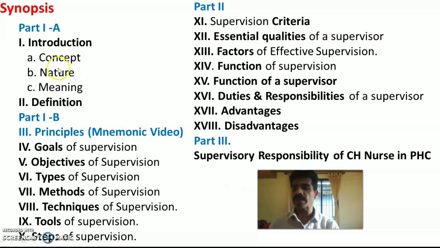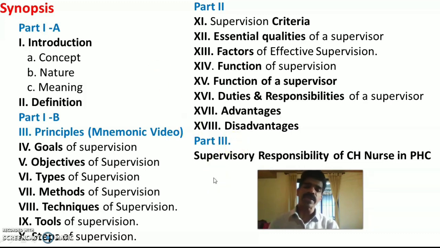I have already uploaded Part 1A session of Supervision video and Part 1B session as the principles of supervision, a separate video, that is a mnemonic video of principles of supervision. Then Part 2, that is the second part of the video of supervision, and today is Part 3. If you have not watched Part 1A session, Part 1B session and Part 2 video, please watch those videos first and then you can join the last part, Part 3 of supervision.